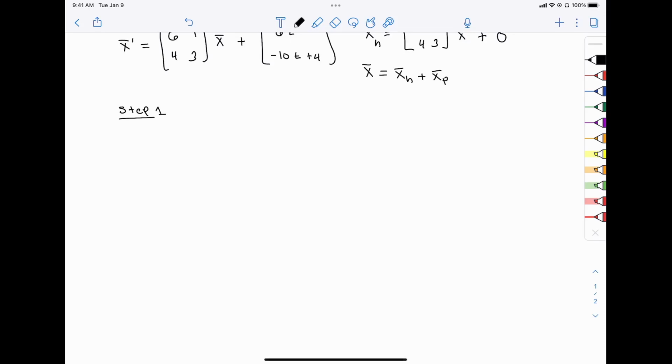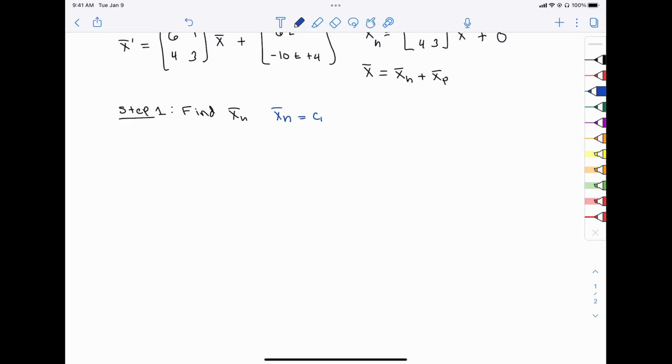So step 1, we need to find x sub h. We do that by finding our eigenvectors and our eigenvalues, and we can use the solution that x sub h is going to equal, assuming that we have only 2 eigenvalues, and this could continue on as many as you want.